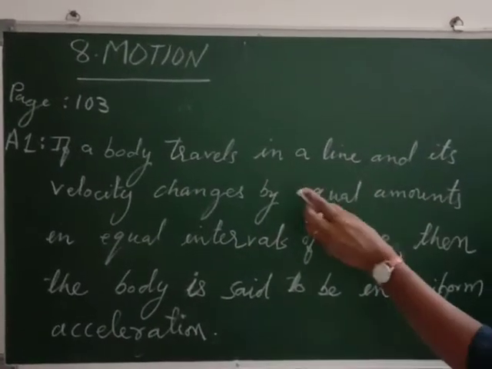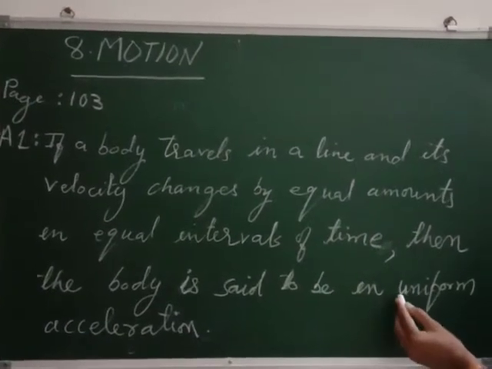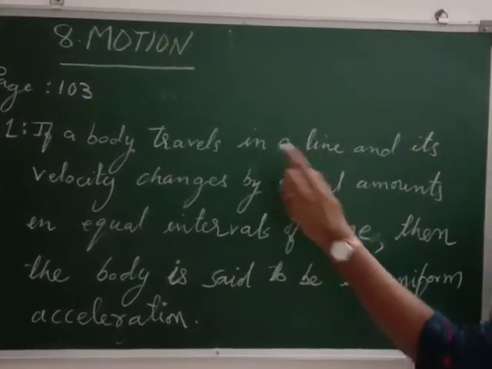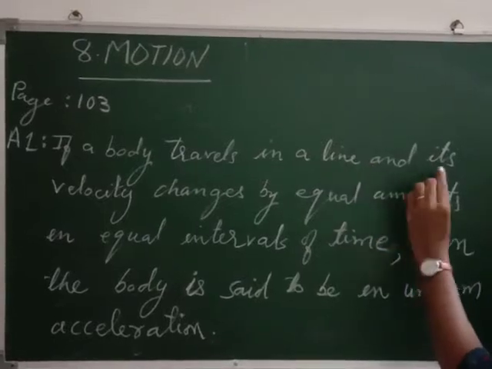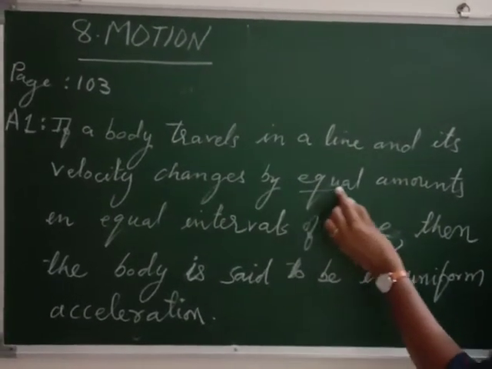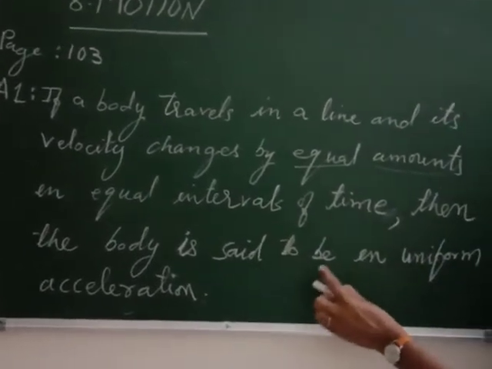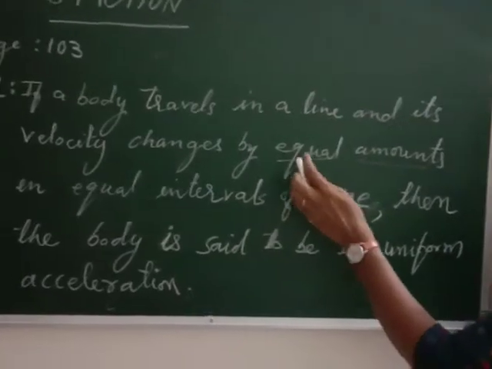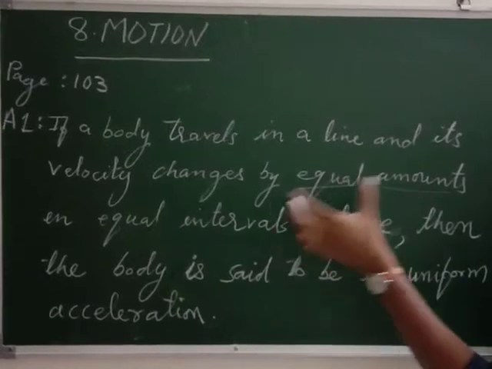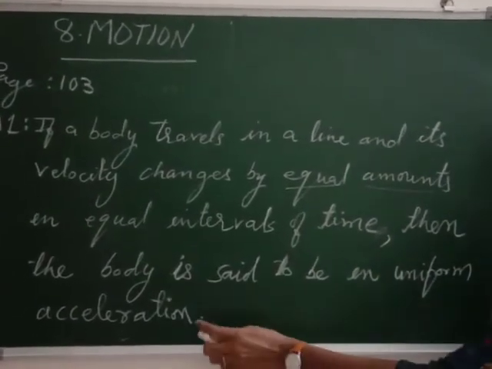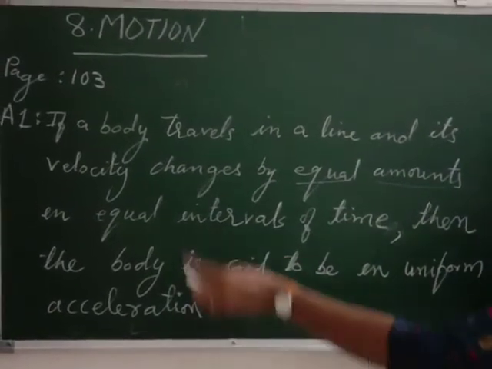Question number 1 of page number 103. The question is, when is a body said to be in uniform acceleration? The answer is, if a body travels in a straight line and its velocity changes by equal amounts in equal intervals of time, then the body is said to be in uniform acceleration. That means the velocity is increasing by equal amounts in equal intervals of time.